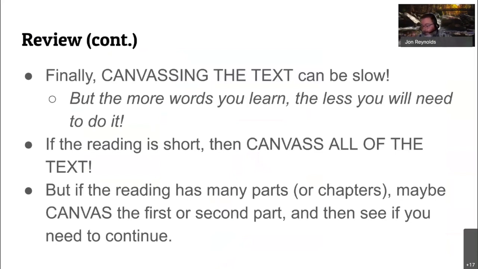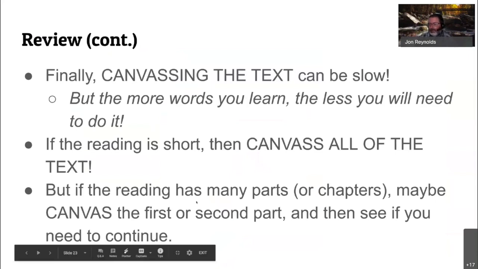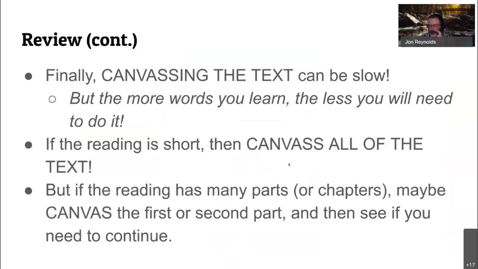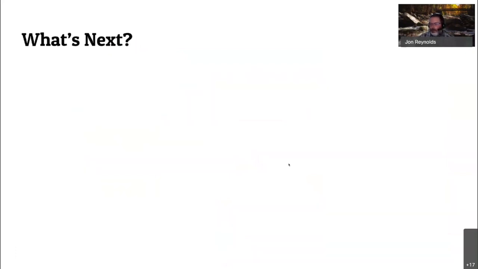For example, today we saw the word curious. This was a word we learned last week. See? So when we learn more words, we don't need to go back and learn them again. But keep in mind, canvassing can be slow. That's why we're just going to practice with it on small parts. That's why we practice today on the small part. Okay, so speaking of homework.